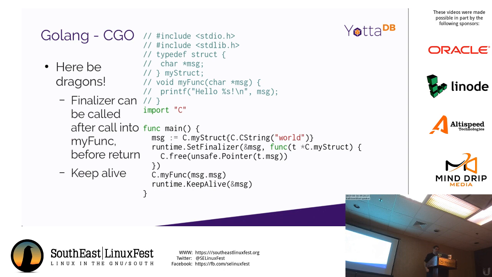And we hope that that prevents Go from freeing things we don't want it to. So without that, we call the finalizer, we free the C memory while the C code is still running. Bad things happen. With that, we don't call the finalizer until we go out of this function. Right? Any questions so far? Okay.